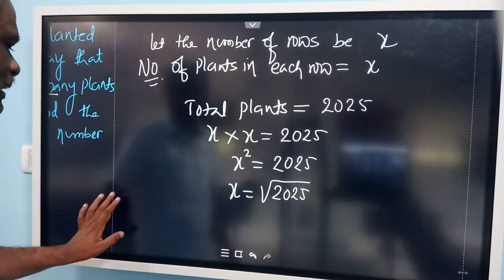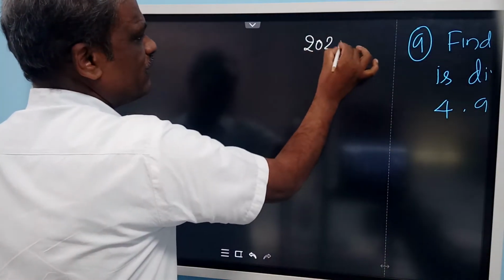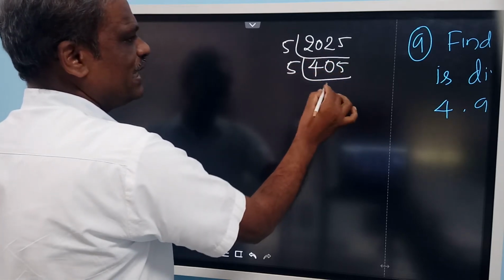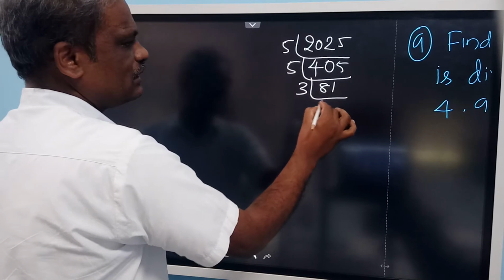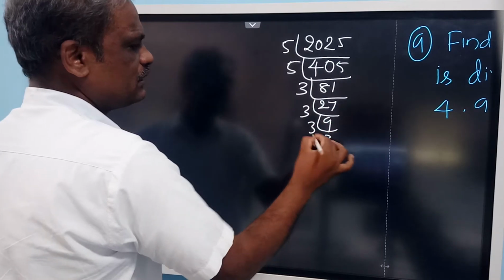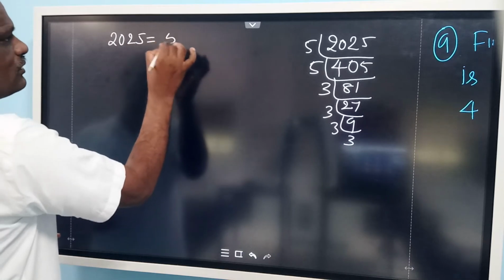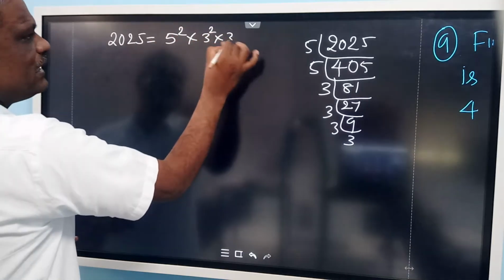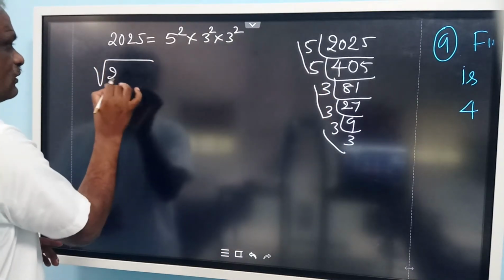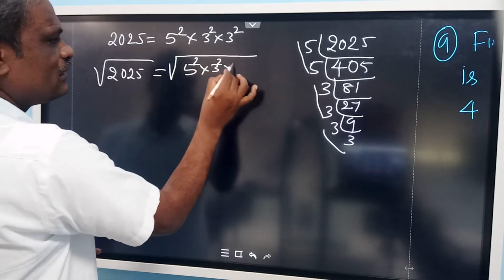Now let us solve this by prime factorization. 2025 is divisible by 5. 5 4s are 20, 5 5s are 25. Again 5 8s are 40, 5 1s are 5. Again by 3. 3 2s are 6, 3 7s are 21, 3 9s are 27, 3 3s are 9. So you can write 2025 as 5 square into 3 square into 3 square. The square root of 2025 will be the same as the square root of 5 square into 3 square into 3 square.